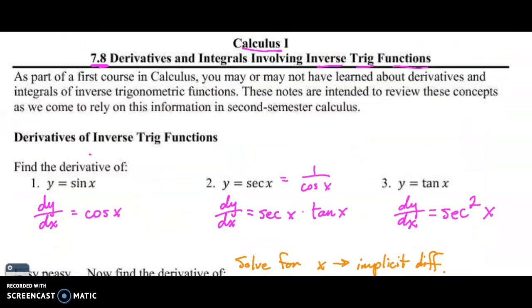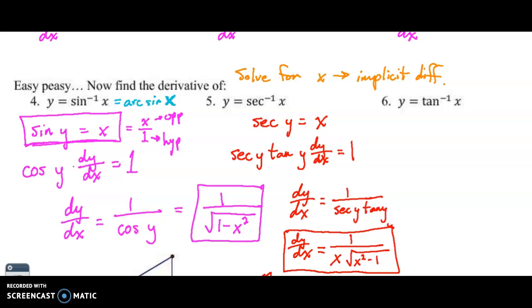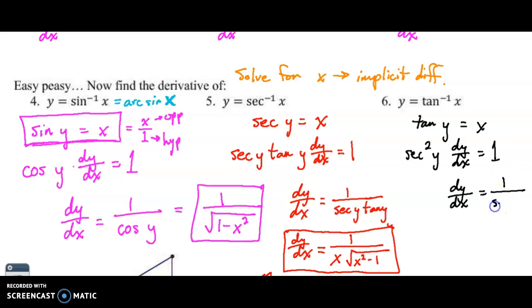So as I go back and explain tangent, let's see, I haven't used black yet. I'll just do black. So tangent of y is equal to x. The derivative of tangent is secant squared of y dy dx. The derivative of x is 1, so that means dy dx needs to equal 1 over secant squared of y. And by definition, tangent of y is equal to x over 1.